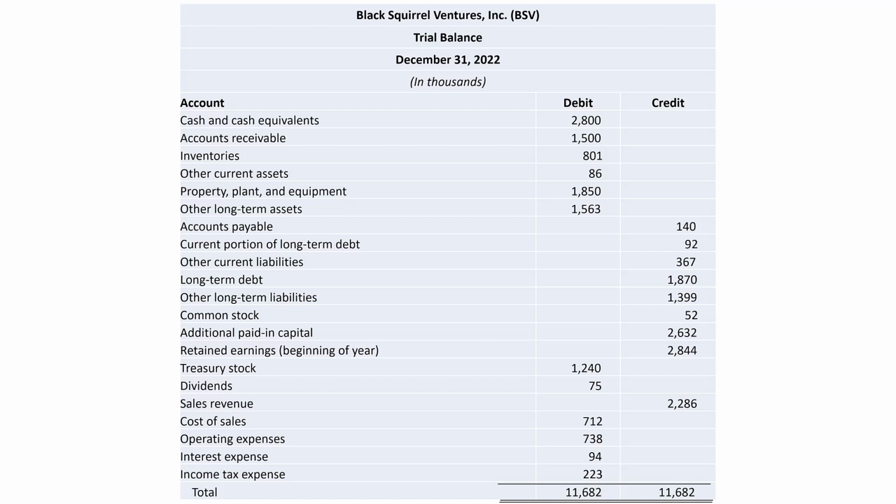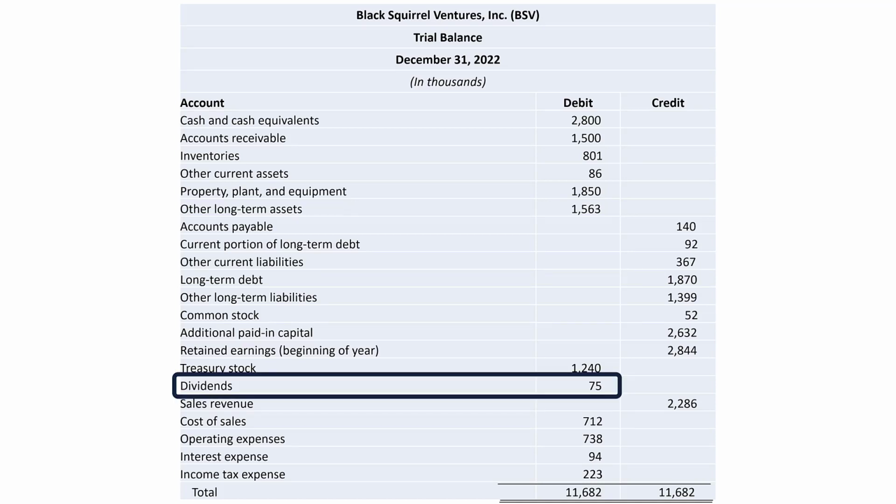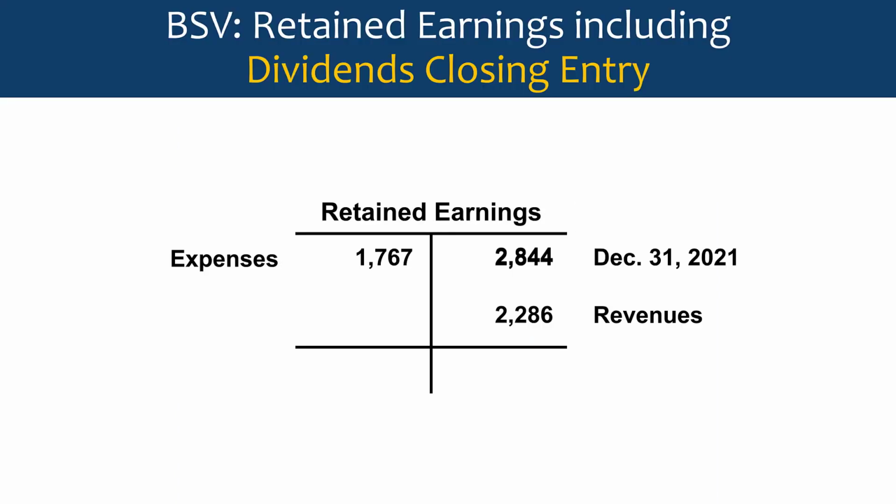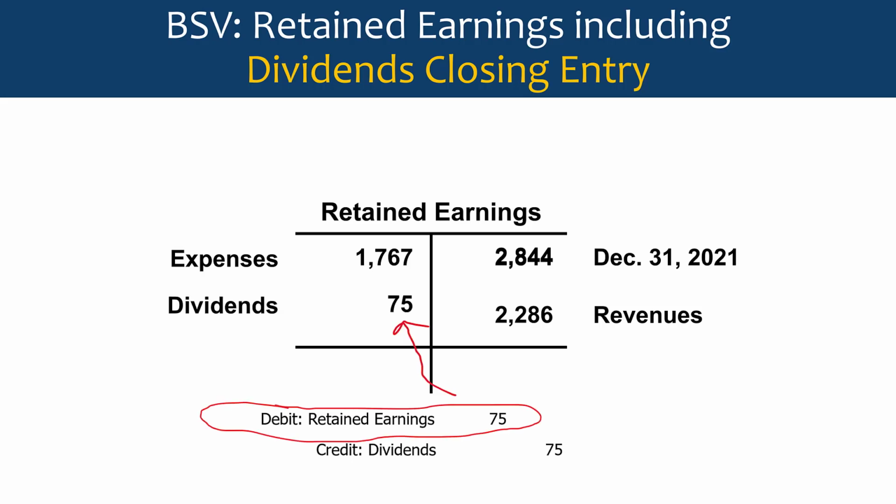Next, we're going to do the closing entry for dividends. Dividends are the final category of closing entries. So our closing entry for dividends is going to be to debit retained earnings for the dividends amount and credit dividends for the amount. And then we're going to transfer that amount over to our retained earnings. So at the bottom of the screen, I show you the closing entry we just did for dividends. So that debit to retained earnings goes in the left-hand side of the T account under dividends.